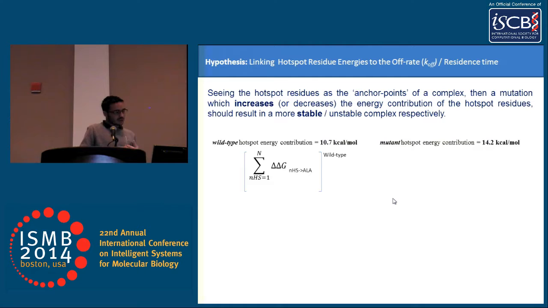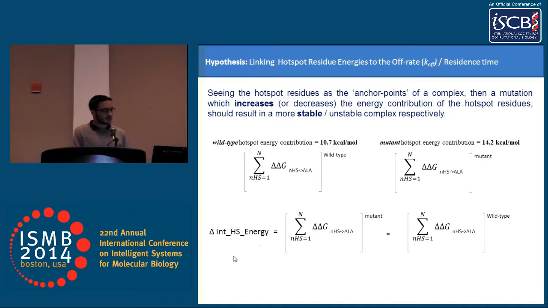So just putting things in terms of equations, this is one of the descriptors that we use, which is the change in interface hotspot energies, which, as you can see, sums the delta delta Gs of the hotspot residues for the mutant minus the hotspot residues for the wild type. And we want to check whether this correlates with change in K-off.